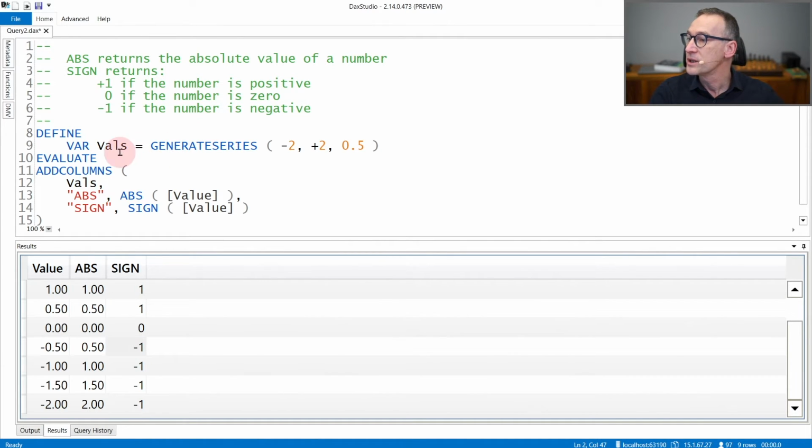Here I'm generating a series of numbers from -2 to +2 with a step of 0.5, and then I return the value, the absolute value, and the sign. You see that if the value is positive, ABS returns the same value, and SIGN returns 1. In case you pass 0, then both ABS and SIGN return 0. And if the number is negative, ABS returns the positive value, whereas the sign becomes -1.